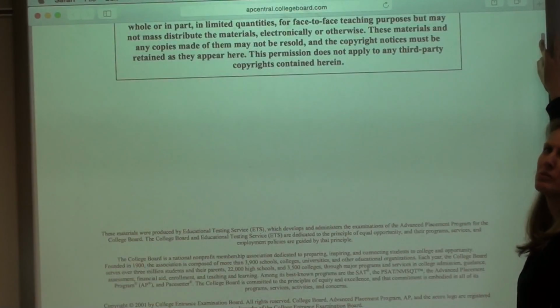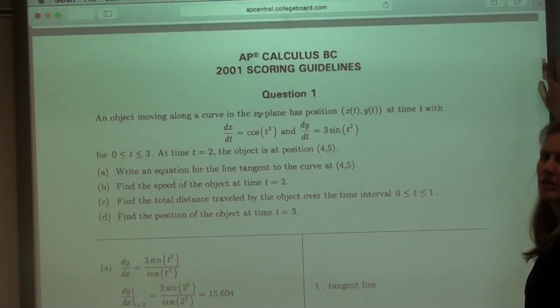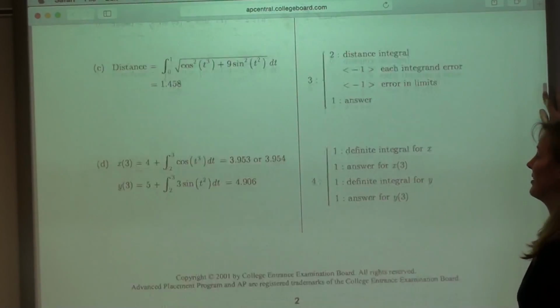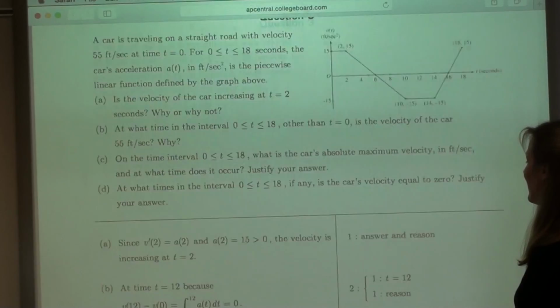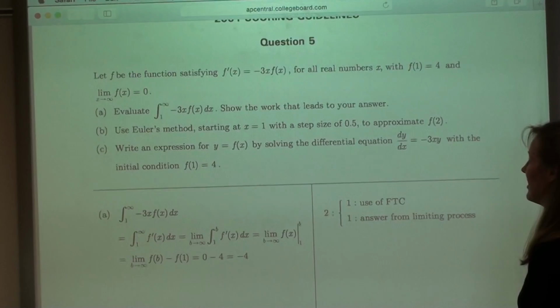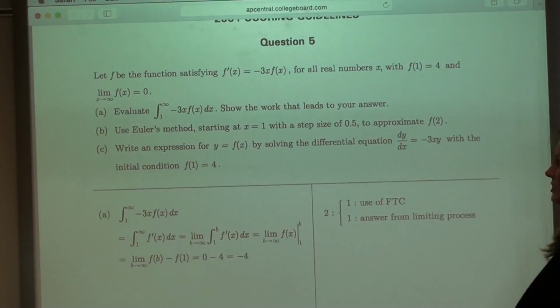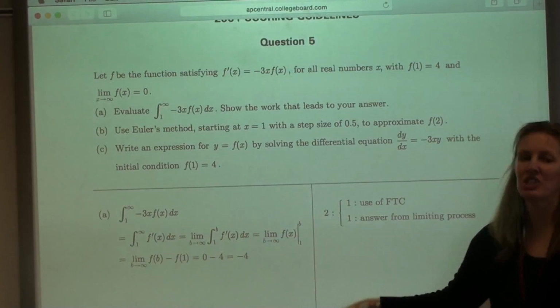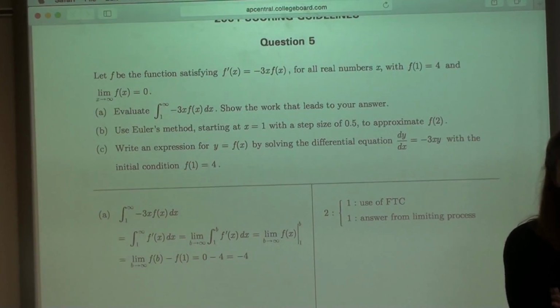Okay, wait, 0. Oh, so this is the same problem. There's the answer to part A, just in case you're curious.